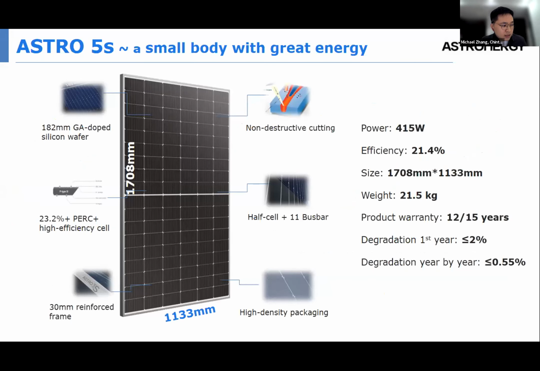This is a technical specification of the solar module. The 182 millimeter solar cell is made from the gallium doped technology that brings lower degradation along the years. The 30 millimeter reinforced frame ensures a strong body and a lighter weight.